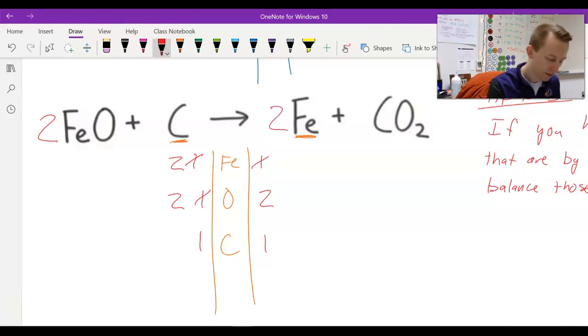Well, I've got to put the 2 there first. And then there we go. Okay, so there we go. I left the iron for last. I mean, I didn't really need to leave it for last because it was already balanced, but just another example of that.